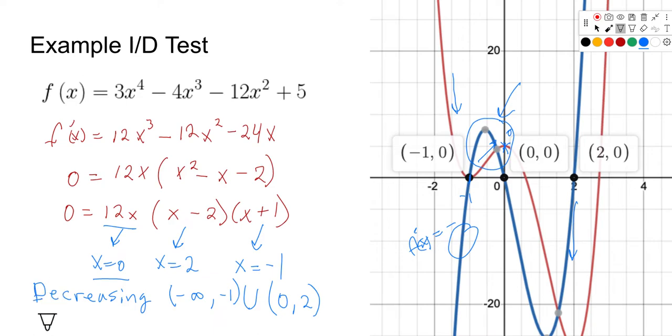So we could then also list the increasing intervals simply by looking at the derivative. Again, we could also look at the original function, but we're going to see it's increasing from -1 to 0, and then from 2 to infinity.